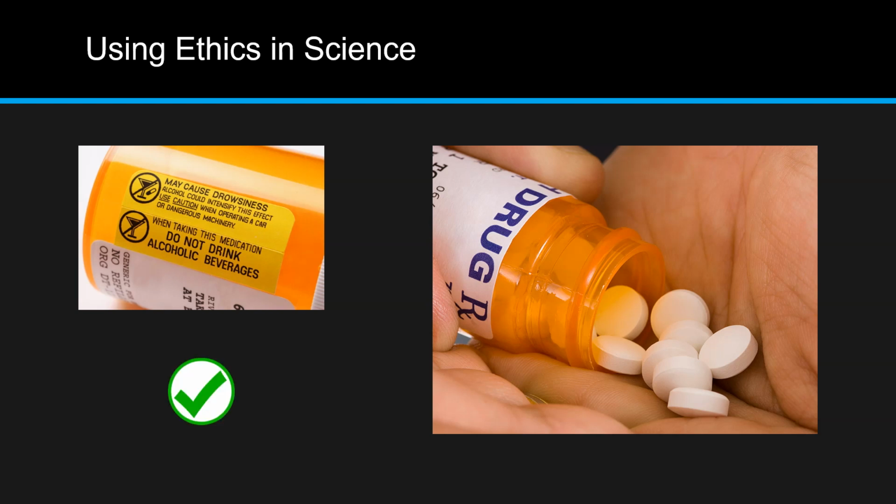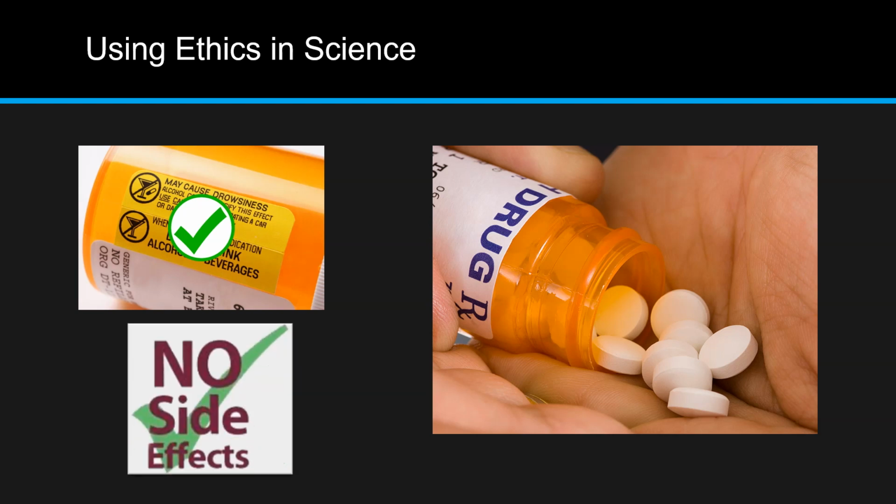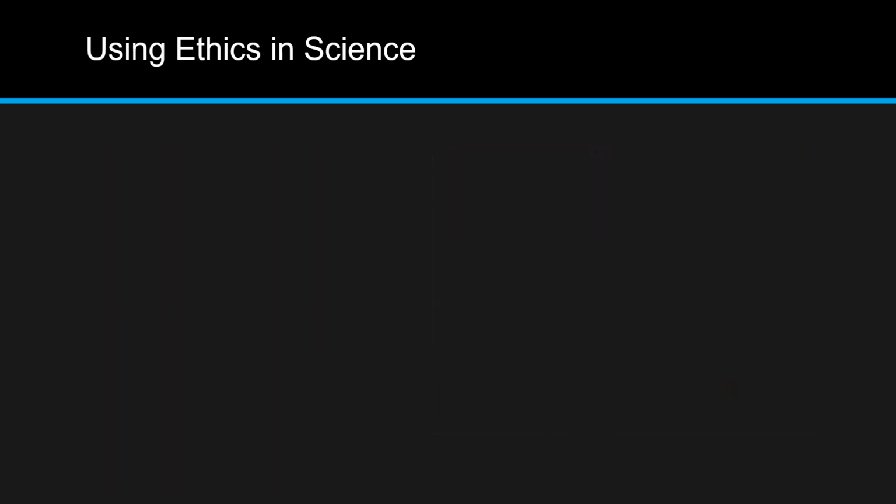The scientist is using ethics because she's doing the right thing and letting consumers know what could happen from using the drug. The scientist would not be using ethics if she did not put a warning label on the drug or didn't include the biggest risks and side effects on the packaging, like death. It's wrong to leave off this important information. That would be unethical because it could hurt a lot of people.